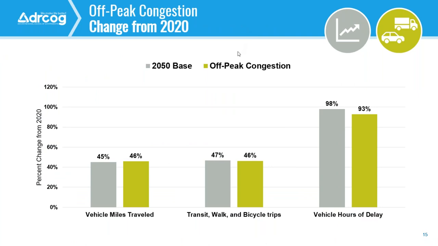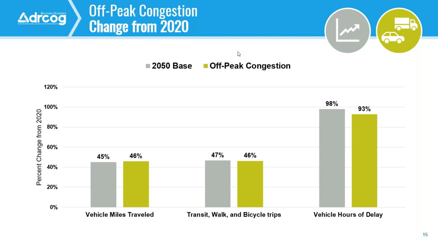So as Alvin mentioned, we're not looking at raw values here. We're looking at what changed from 2020 today to 2050, in both the base and compared to the scenario. So for example, if you were looking at vehicle hours of delay, the base delay increases by 98%. That's about doubling the amount of delay that we experience today.